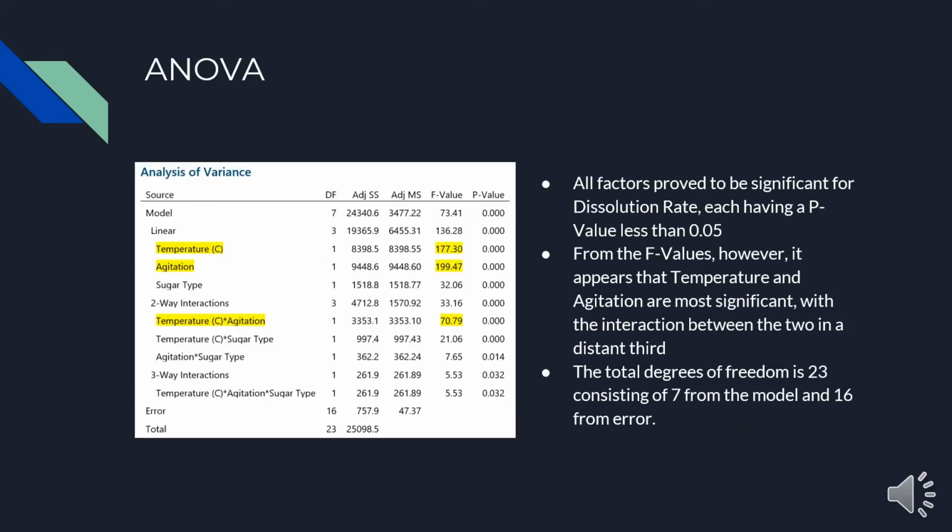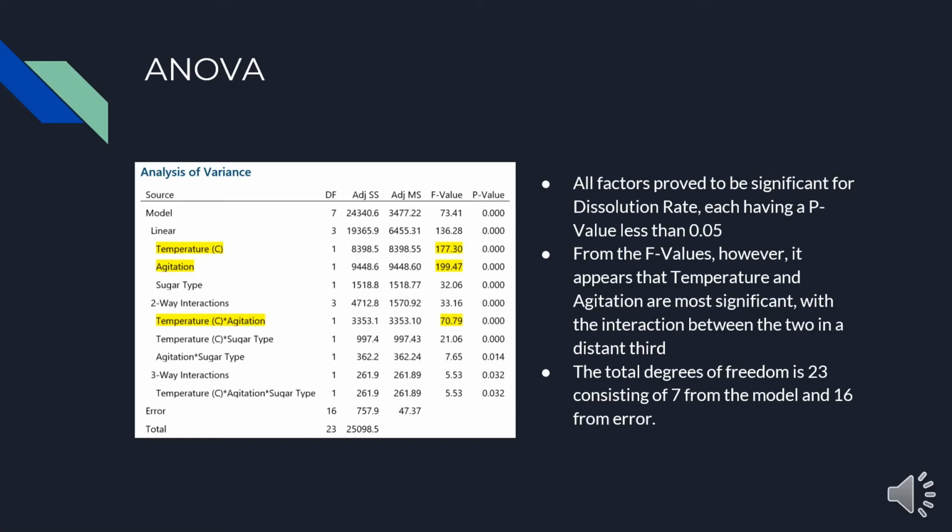In our analysis of variance, there was a total of 23 degrees of freedom, one for each factor, one for each two-way interaction, one for the three-way interaction, and 16 for error. From the resulting p-values, it is observed that each factor as well as each interaction is statistically significant given their p-values of less than 0.05.